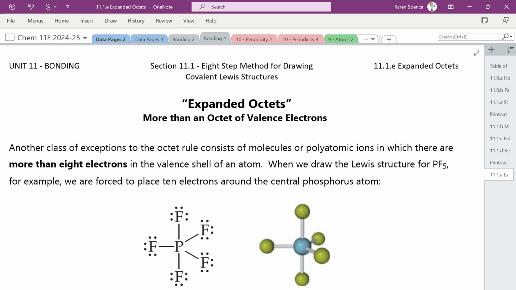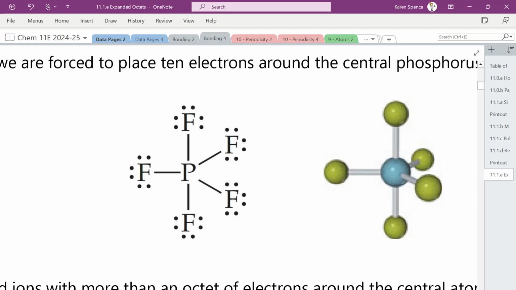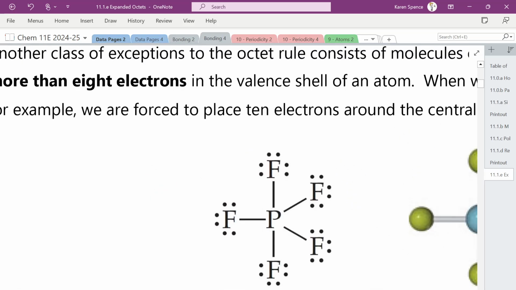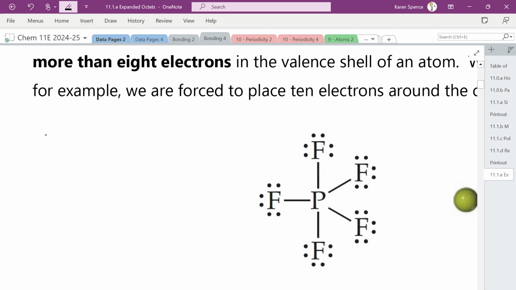When we draw the structure for PF5, for example, there is absolutely no way to make a PF5 without having 5 things attached to the P. Because remember, F only ever forms how many bonds? Fluorine? Chat with your partner about that.